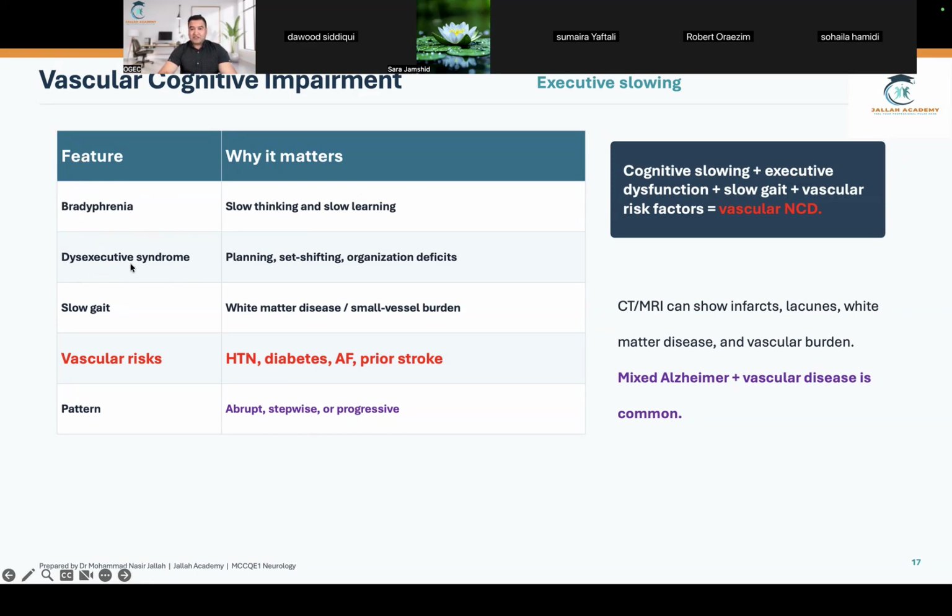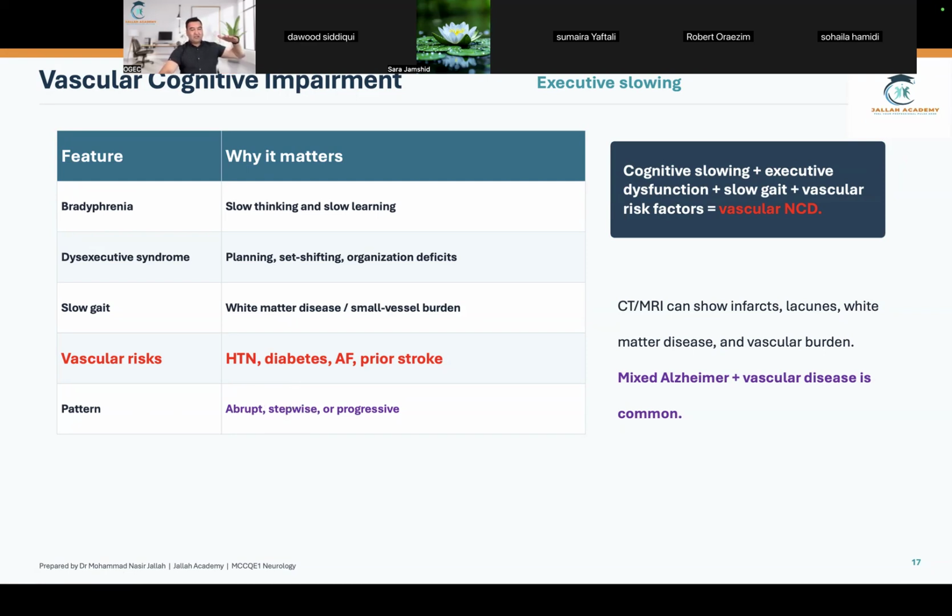This is executive syndrome. What is this executive syndrome? Same thing, like you can't do daily activities. Slow gait, white matter disease, small vessel burden, the pattern is abrupt. Another thing about vascular dementia is that it is stepwise and progressive.